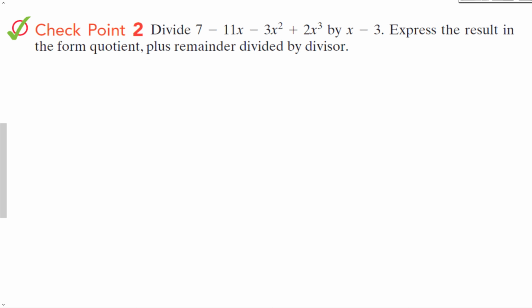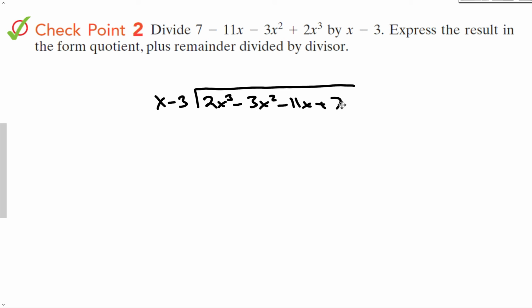So we're going to go with x minus 3. And we're going to divide 2x to the third minus 3x squared minus 11x plus 7 by x minus 3. Everybody, make sure you realize how I rewrote this in standard form: biggest exponent to smallest exponent. Okay, divide, multiply, subtract, bring down.